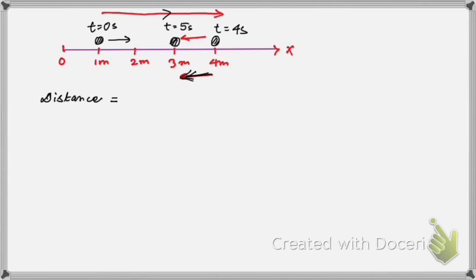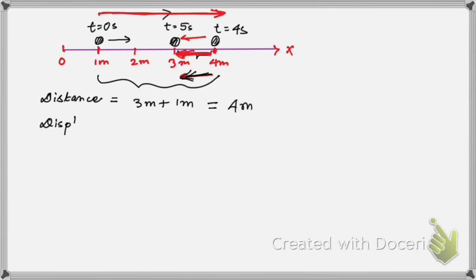So the distance travelled is the total length of the path. First it moves in this direction, and the length of this part is 3 meter. Then it comes back to this position, from 4 to 3 meter, so the distance travelled is 1 meter. So the total distance will be 3 meter plus 1 meter, that is 4 meter.